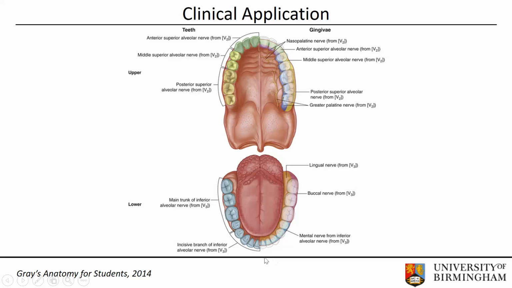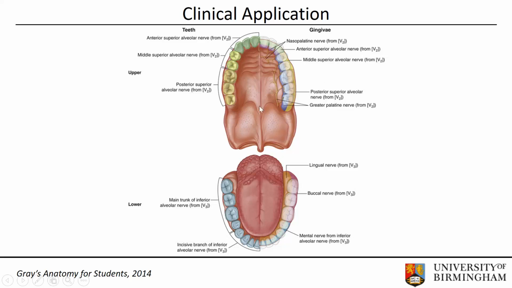The lower teeth are innervated by the inferior alveolar nerve, and the upper teeth are innervated by the anterior, middle, and posterior superior alveolar nerves. The lingual mucosa in the mandible is innervated by the lingual nerve, the buccal mucosa posteriorly is innervated by the buccal nerve, and anteriorly the buccal surface is innervated by the mental nerve, which is a branch of the inferior alveolar nerve.